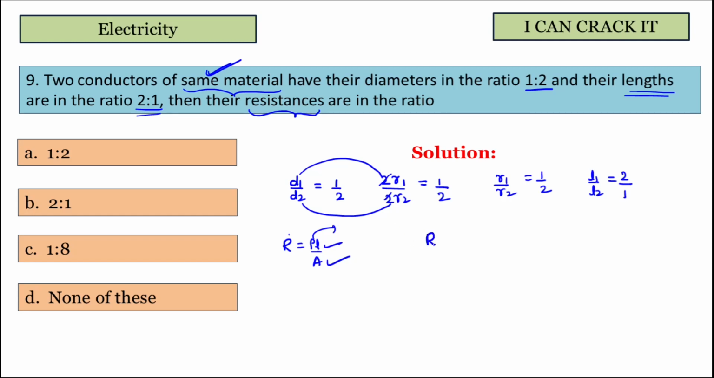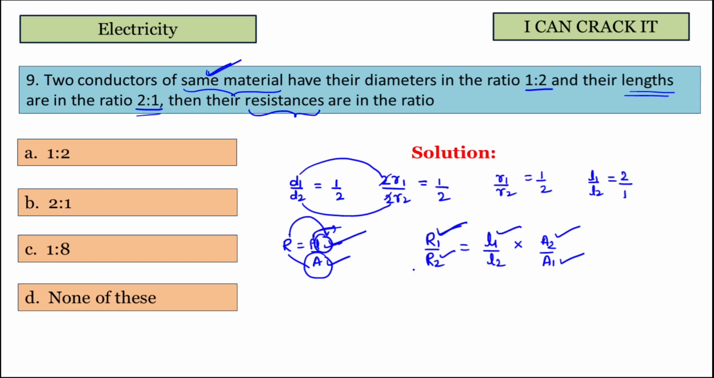See how I will write the ratio R1 by R2. It doesn't depend on rho now because they are made up of the same material. But it depends on the length. So I'll write it as L1 by L2 into A2 by A1. Why? L is in the numerator, which means directly proportional. So if you have R1 here, you should write L1 here. But A is in the denominator, inversely proportional. So if you have R1 here, in the denominator I will write A1. R2 is in the denominator, so I write A2 in the numerator. That's how we can write.